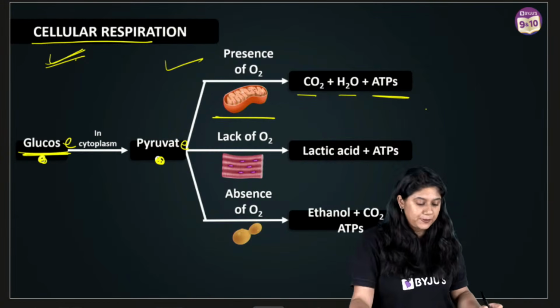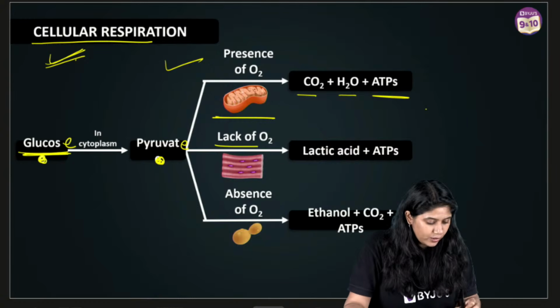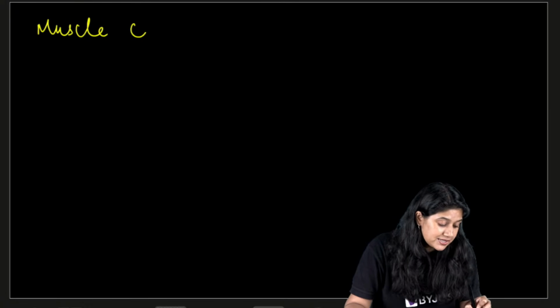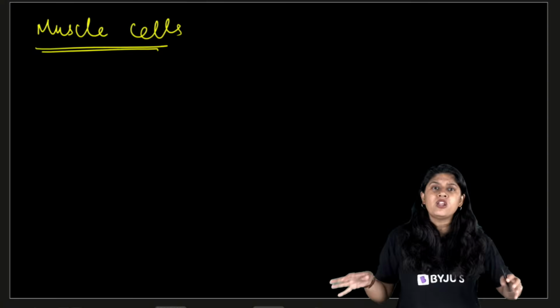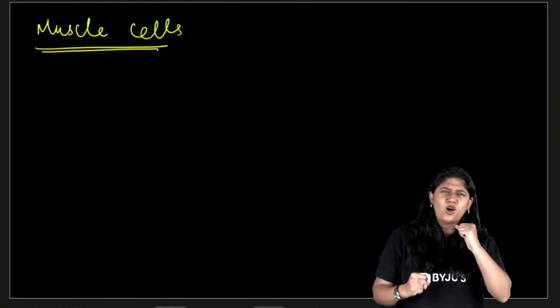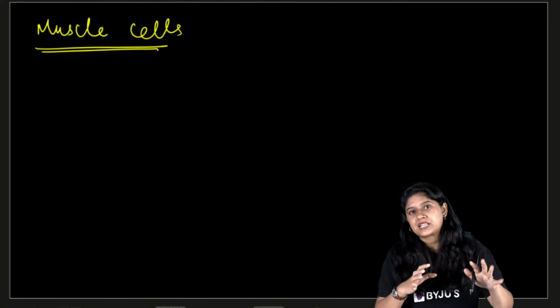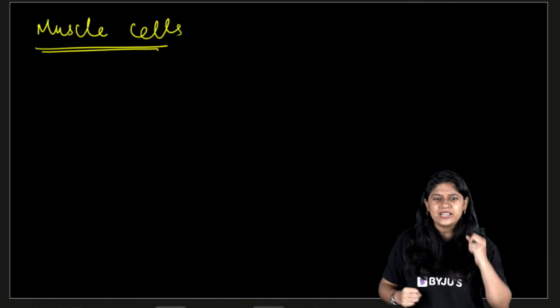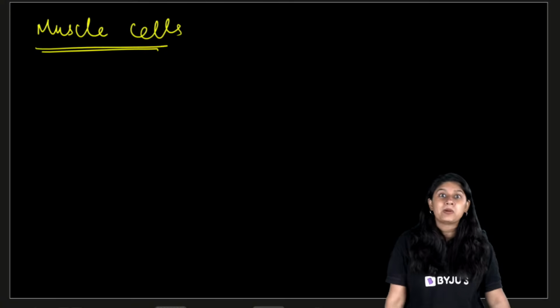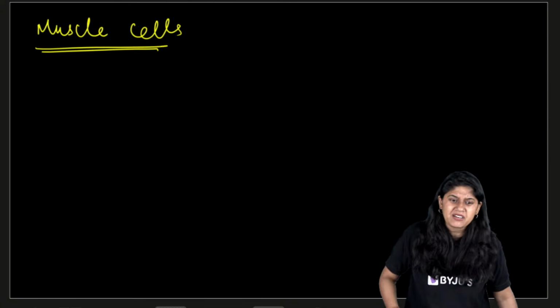Then, what will happen in the lack of oxygen? Now, of course, we are talking about the muscle cells. How many of you have experienced a muscle cramp? I'm sure all of us. When you're running for a very long time, suddenly we have a muscle cramp. If you're running a long marathon, what will happen? Initially we will run comfortably, but after that we'll have huge pain.